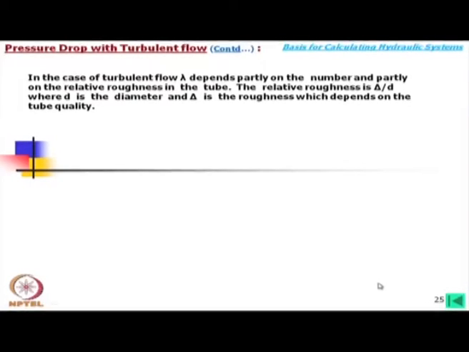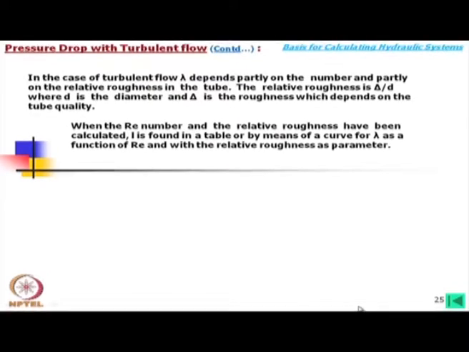Okay. In the case of turbulent flow, lambda depends partly on the Reynolds number and partly on the relative roughness in the tube. The relative roughness is del by D, where D is the diameter and del is the roughness, which depends on the tube quality. When the Reynolds number and the relative roughness have been calculated, lambda is found in a table or by means of a curve for lambda as a function of Reynolds number and with the relative roughness as parameter.